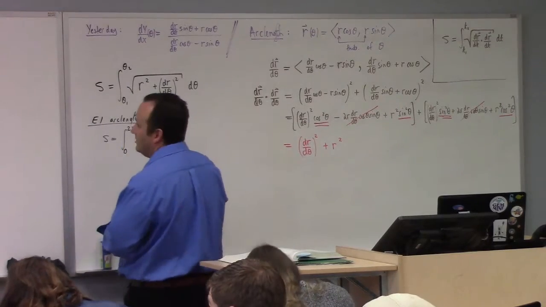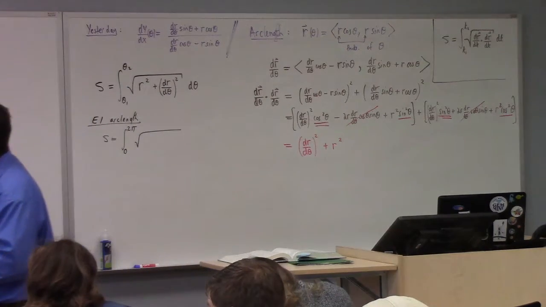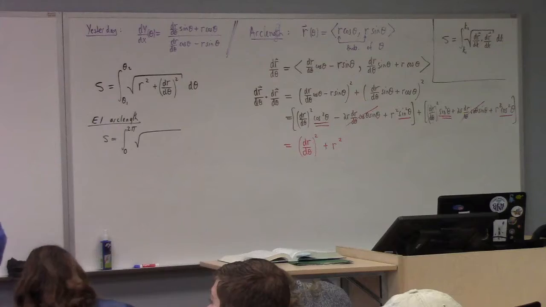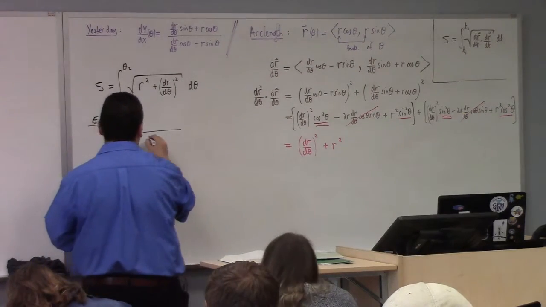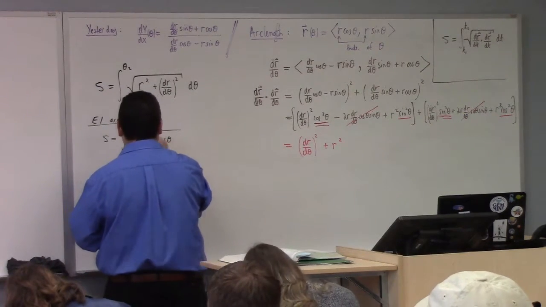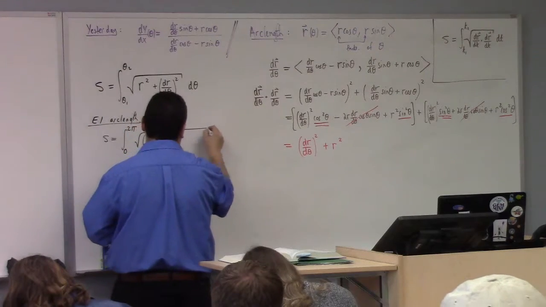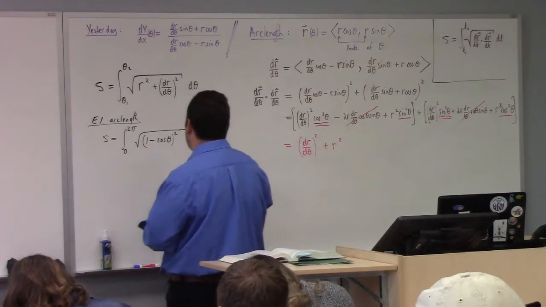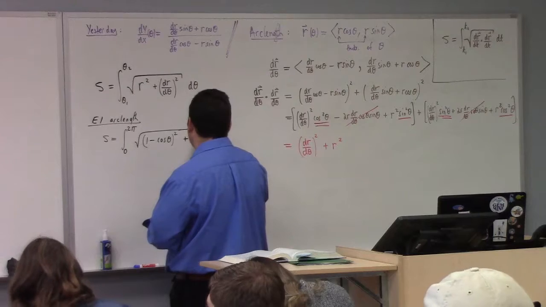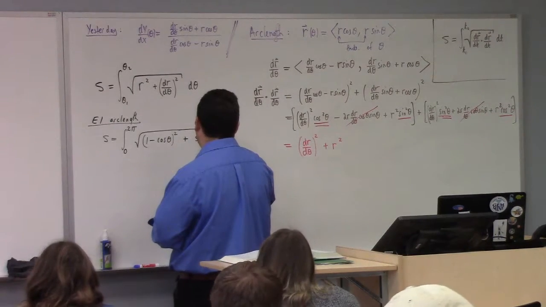What was r for 1? 1 minus cosine theta. And what was dr d theta? Yeah, plus sine theta, right?